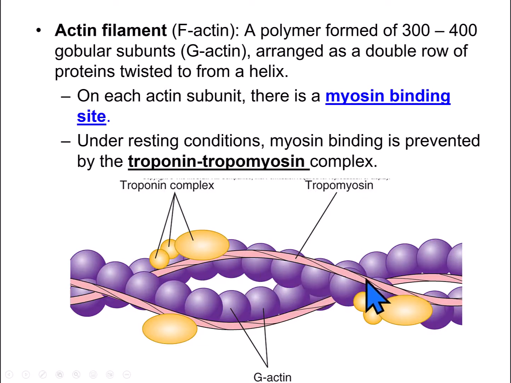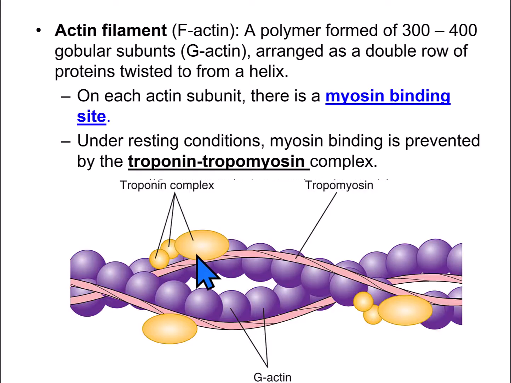When you look at them individually, they're G-actin. You put them all together, we have F-actin, and these are arranged as a double row of proteins twisted to form a helix. On each of these actin subunits, there's a myosin binding site, so that the myosin head can bind to the actin. Under resting conditions, the myosin binding is prevented by the troponin-tropomyosin complex. Here, shown in gold, is troponin, and tropomyosin is attached to it. The troponin-tropomyosin complex covers up the active sites so that the myosin head can't bind to the actin.